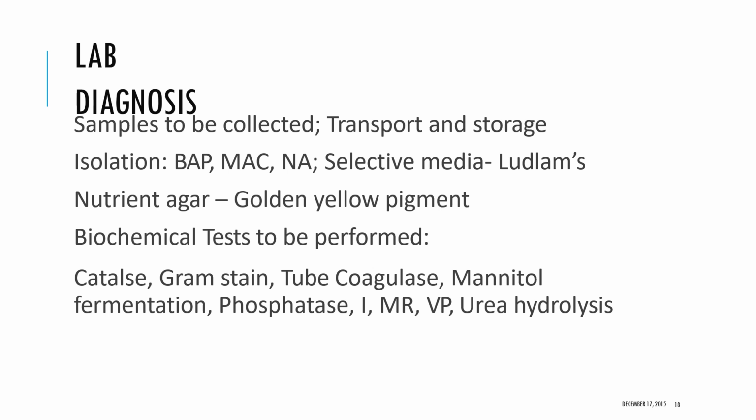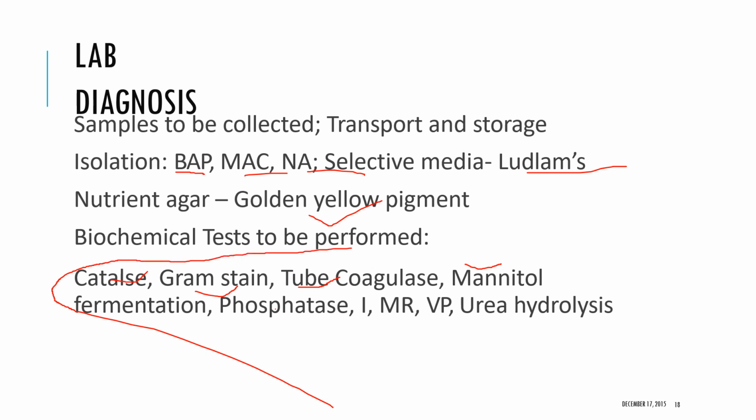So moving on, lab diagnosis: samples to be collected and transported to the laboratory. It is common for most bacteria. Culture media include blood agar, MacConkey, nutrient agar, and selective media like Ludlam. Nutrient agar can produce golden yellow pigment. Biochemical tests include catalase, gram staining, tube coagulase, mannitol fermentation, phosphatase, indole, MRVP, urease hydrolysis. All these tests I will cover in different videos individually.